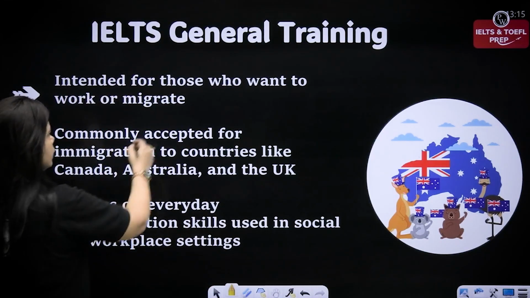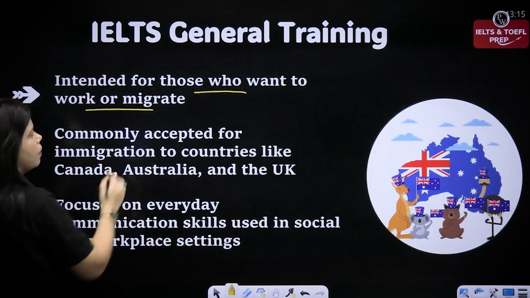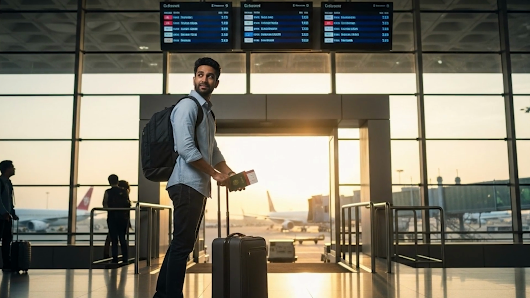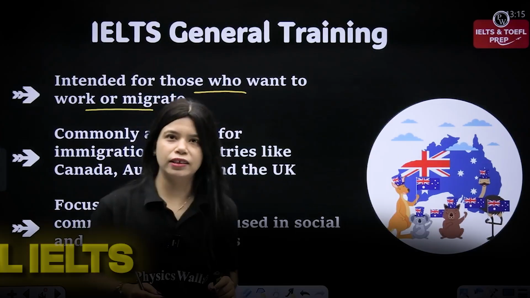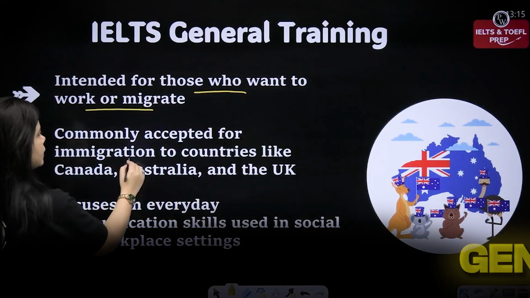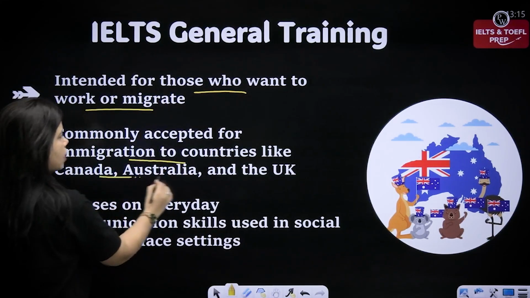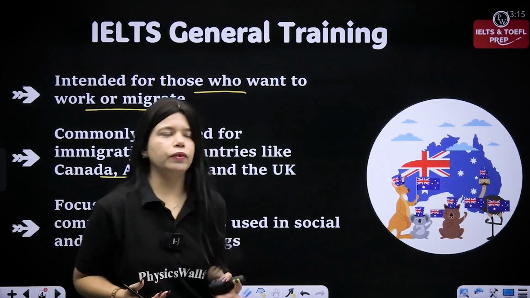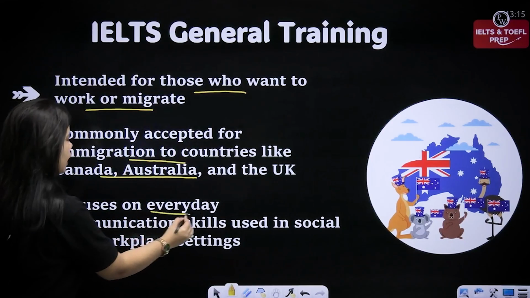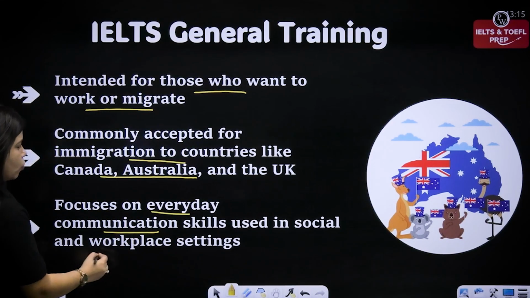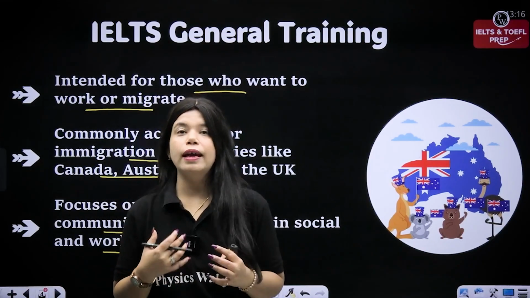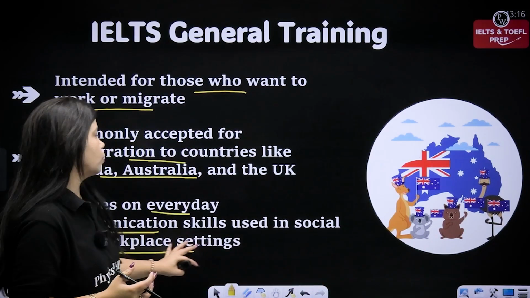Now let's understand what exactly general IELTS is for. General IELTS is intended for those who want to work or migrate abroad. If you want to settle in a foreign country or you need a work visa, in that case, you should consider taking general IELTS. And it is commonly accepted for immigration to countries like Canada, Australia and the UK, basically English speaking countries. They accept general IELTS. And it focuses on everyday communication skills used in social and workplace settings. So academic IELTS focuses on academic language and this one focuses on everyday topics, your communication skills.